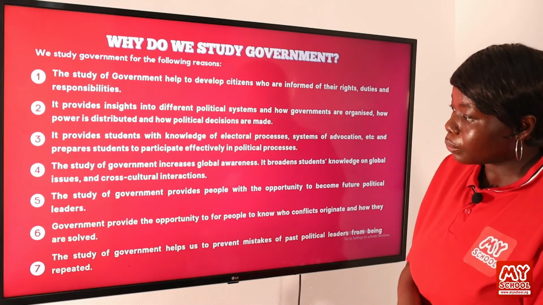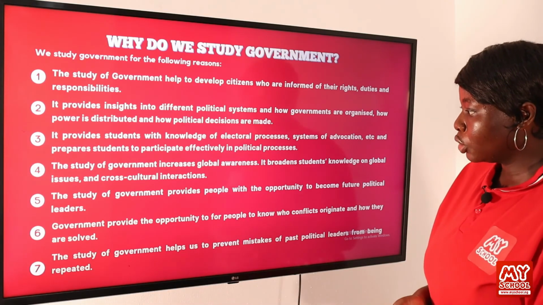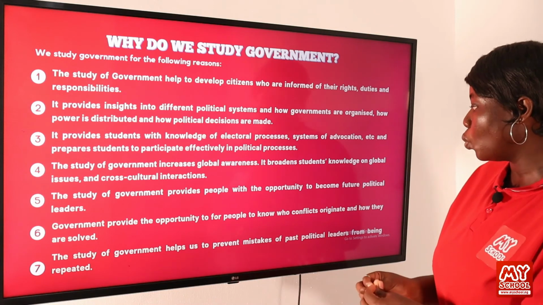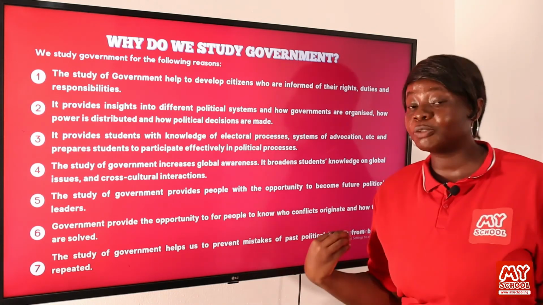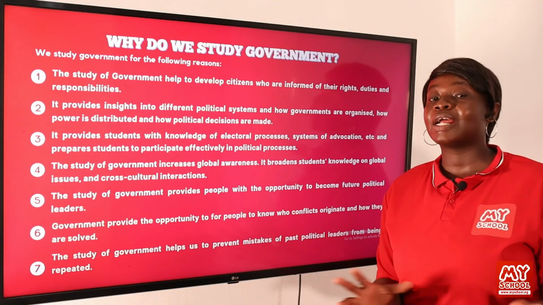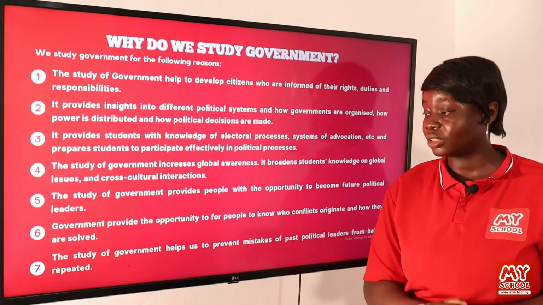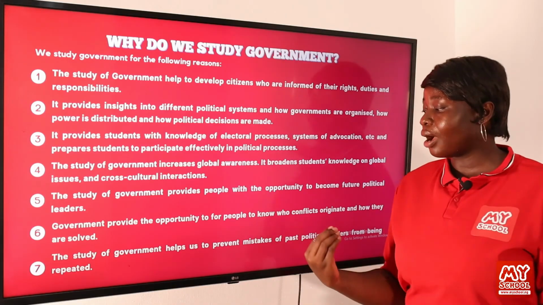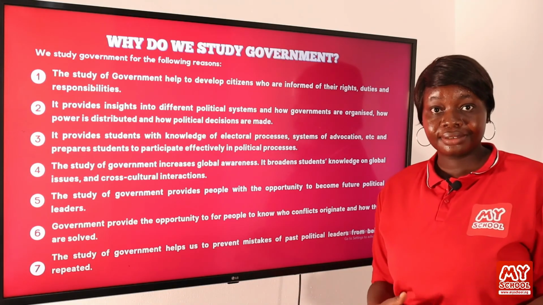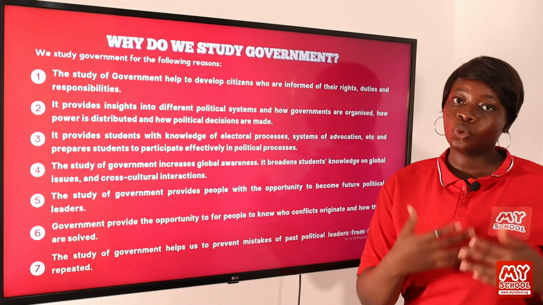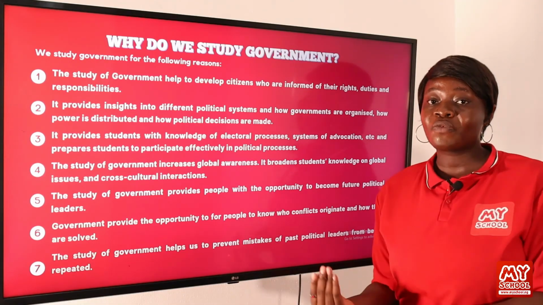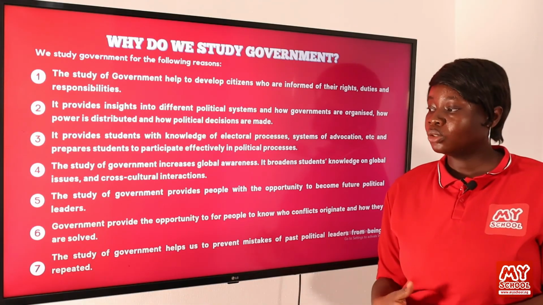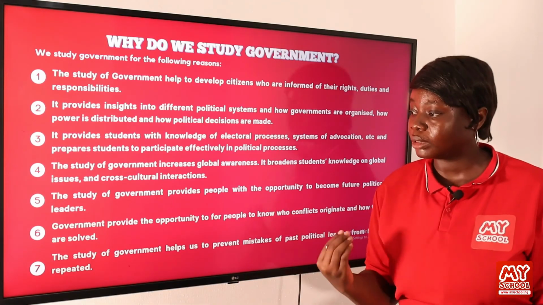Then another reason why we study government is that it provides us the opportunity to know how conflicts originate and how they can be resolved. So we're also going to be learning about various political crises in Nigeria and in other places in the world. So you learn how conflicts start and how they are resolved, so that whenever you find yourself in conflicts like that, you might be able to find solutions to these conflicts. So you learn about conflict management in government.